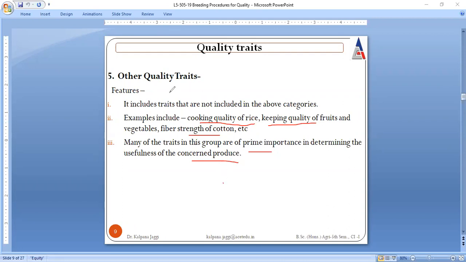I mean to say, these parameters won't involve any method present in the first four factors, but they are of prime importance because they are again utilized in determining the usefulness of the concerned produce. So these all are the quality traits.